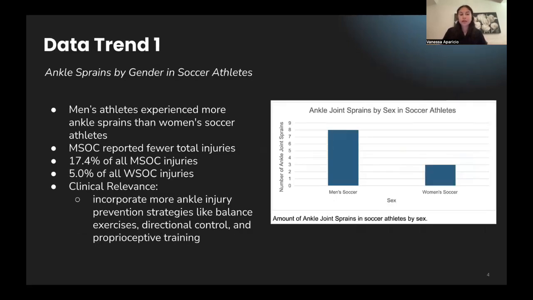So for data trend one, I looked at ankle sprains by gender and soccer athletes. So men's soccer athletes experienced more ankle sprains than women's soccer athletes did at this college. Men's soccer did report fewer total injuries. However, 17.4% of all men's soccer injuries were ankle sprains, where in women's soccer it was only 5%. So this is clinically relevant for me because it tells me that I need to incorporate more ankle injury prevention strategies like balance exercises, directional control, and proprioceptive training.